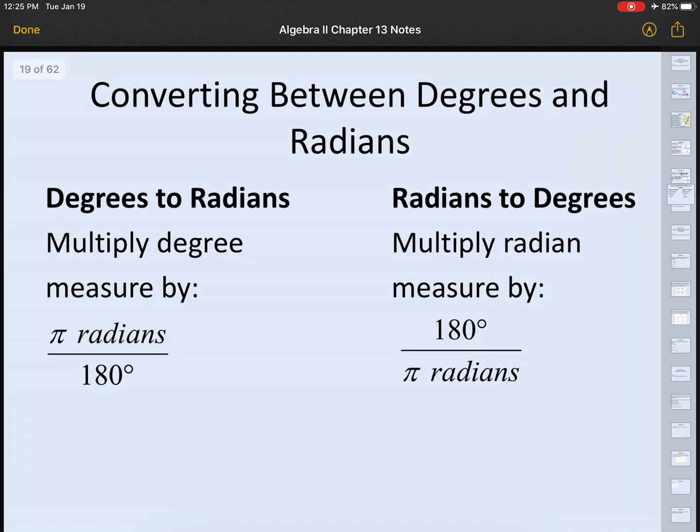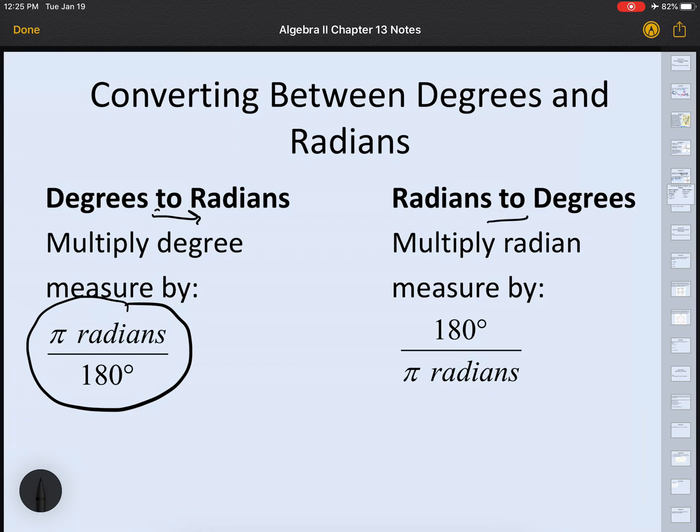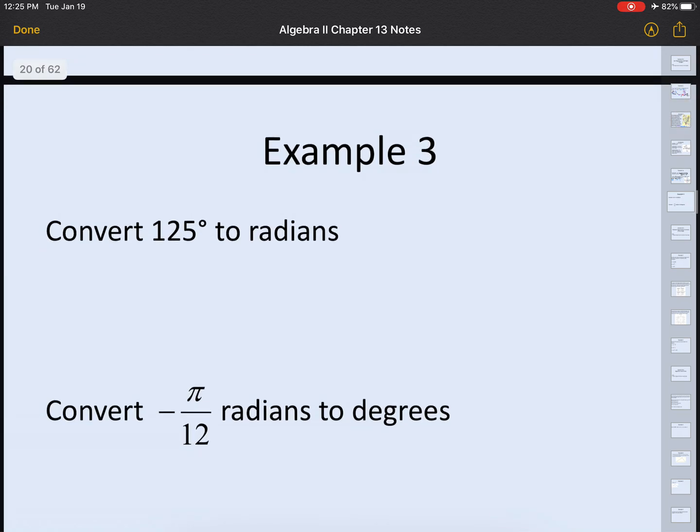So in order to convert between degrees and radians, so back and forth like that, say we start in degrees. So I have an angle that's in degrees, and I want to convert it to radians. What I'm going to do is multiply that degree measure by pi over 180, and I'll end up in radians. But the other way, if I start in radians and I want to go back to degrees, I'm going to multiply the radian measure by 180 over pi, and I'll land back out in degrees. So let's practice a couple of those.